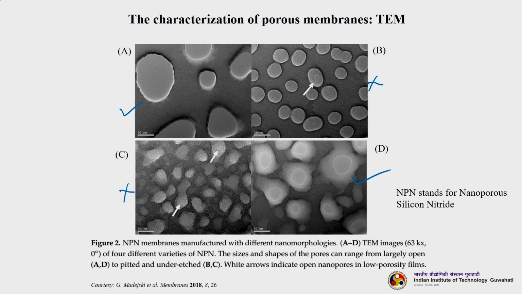You can see there are some white arrows. These white arrows indicate open nanopores in low porosity films. You can see a very small open nanopore here, and here also. They are indicative of the small open nanopores in low porosity films.